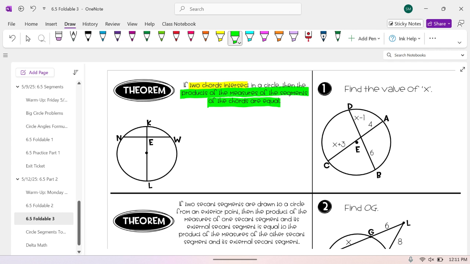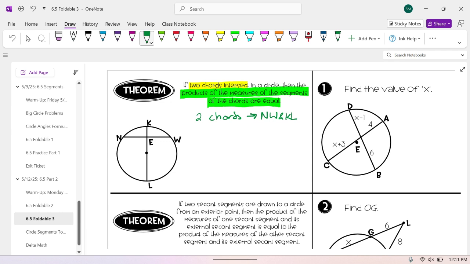So technically speaking, what are my two chords here? I have two chords on this circle. What are those two chords' names? NW is one of them. What's the other one? KL. So NW is one chord, KL is the other one. All right.